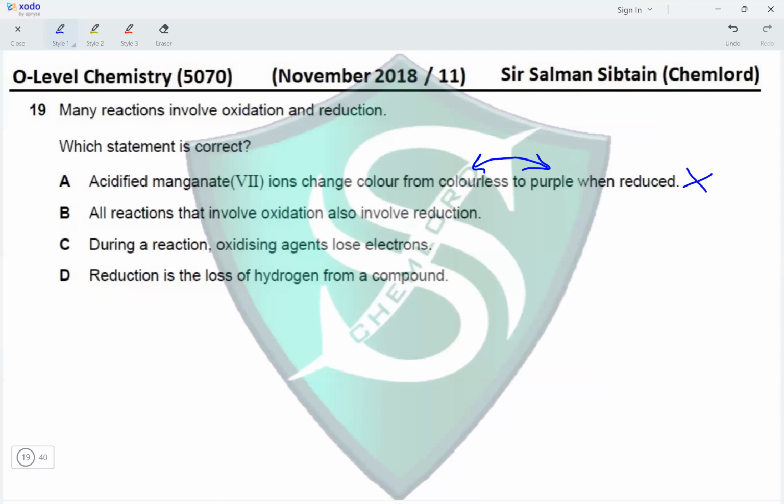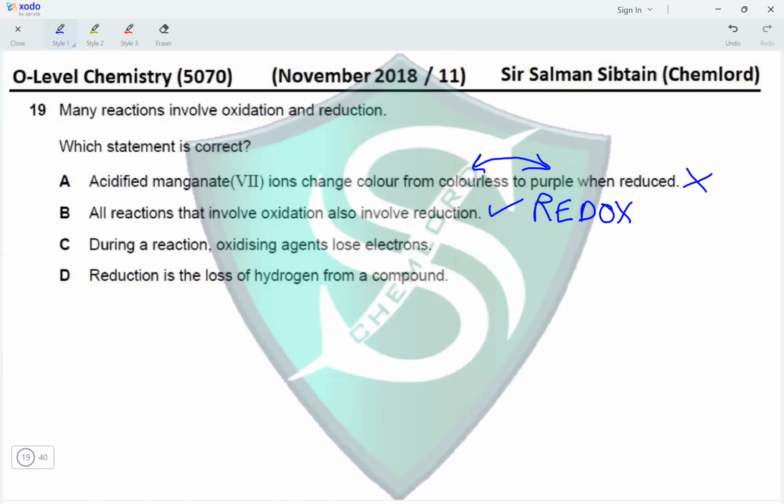All reactions that involve oxidation also involve reduction. Yes, because the process is known as a redox reaction. Reduction and oxidation take place simultaneously. Any reaction in which reduction is happening must be accompanied by oxidation and vice versa. You cannot have oxidation or reduction taking place alone.